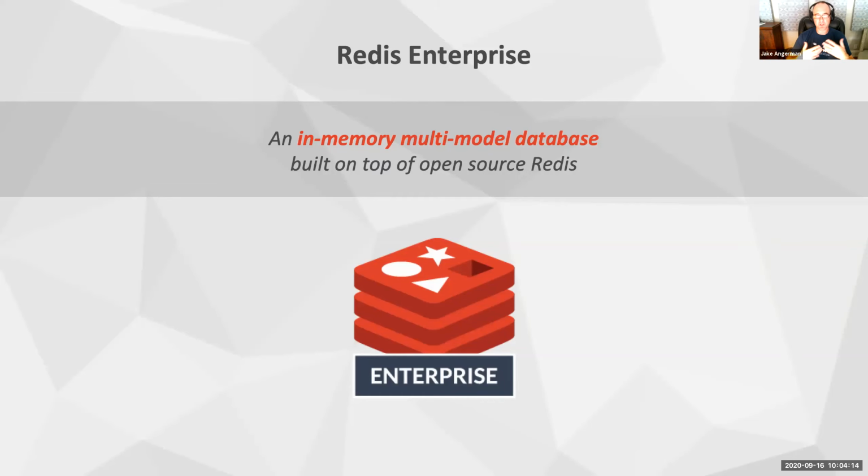So what we do is we take Redis and we take it from what you may think of as a cache or a session state manager, those sorts of things, and we add to it the operational tooling and the things that enterprises care about to turn it into a multi-model database. So you can think of Redis Enterprise as an in-memory, NoSQL, multi-model database built on open source Redis. So what does that mean?